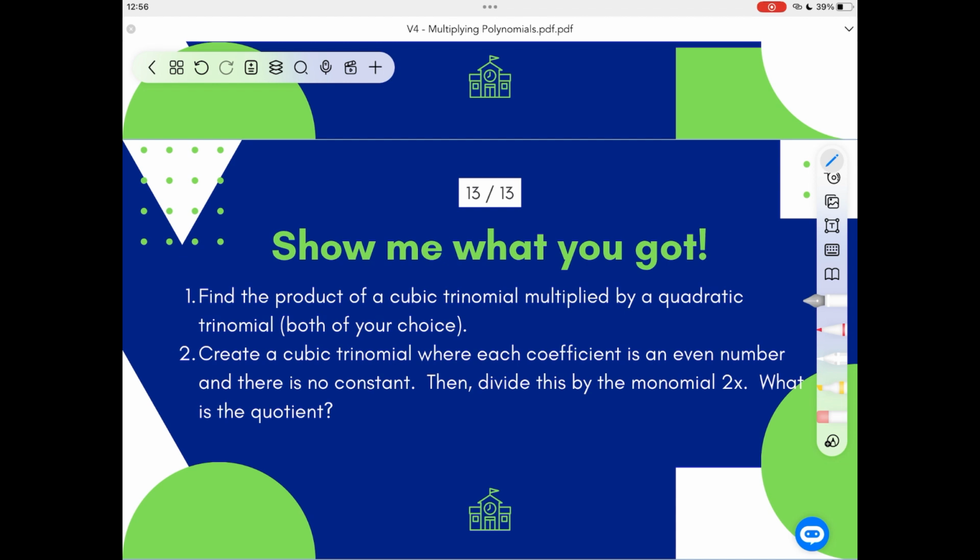And finally, the second one, can you create a cubic trinomial where each coefficient is an even number and there's no constant? So every term should have a variable. And then divide whatever your cubic trinomial is by 2x and tell me what the answer would be.